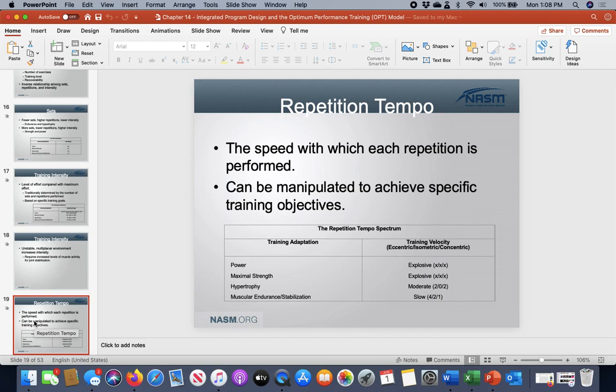Okay. Whereas if it was muscular endurance or stabilization, and just say you lowered the weight for that, the tempo is 4-2-1.